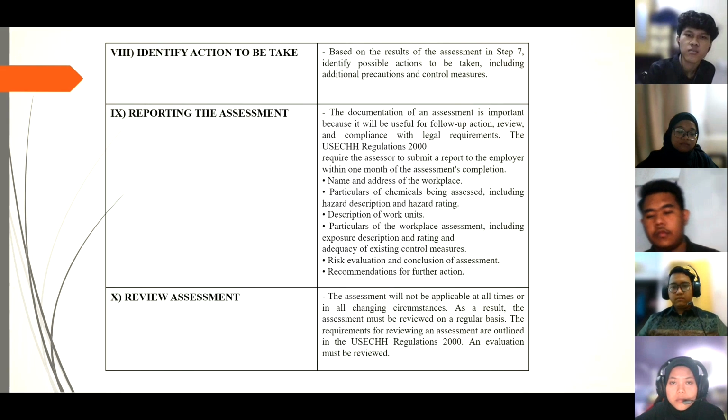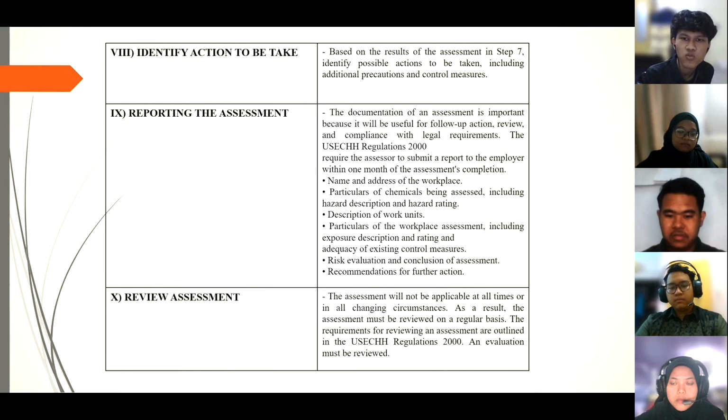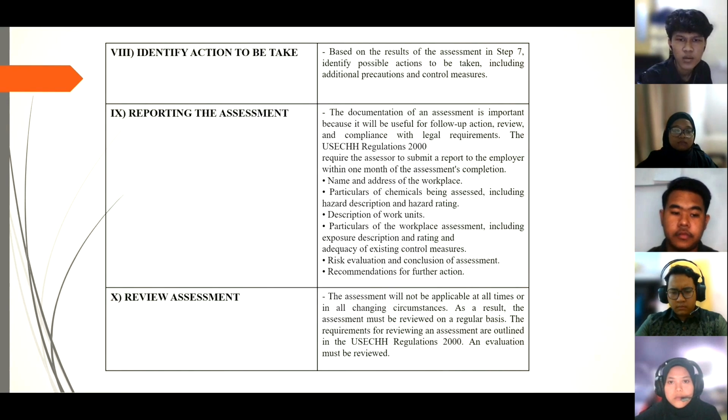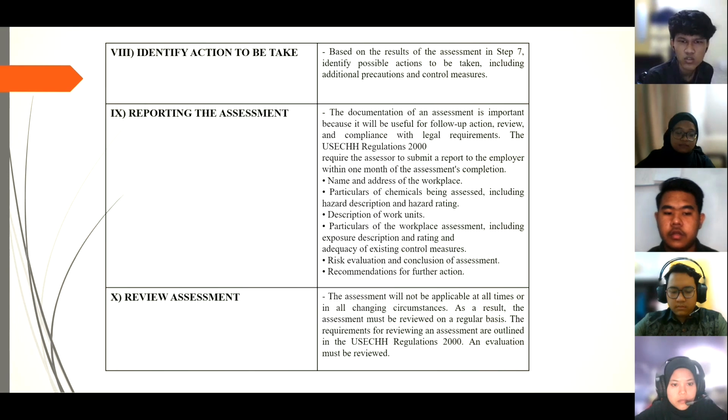Identify action to be taken. Based on the result of the assessment in the previous step, identify possible actions to be taken, including precautions and countermeasures. Reporting the assessment. The documentation of an assessment is important because it will be used for follow-up action, review and compliance with legal requirements. The Regulation 2000 requires the assessor to submit a report to the authority within 1 month of the assessment completion.